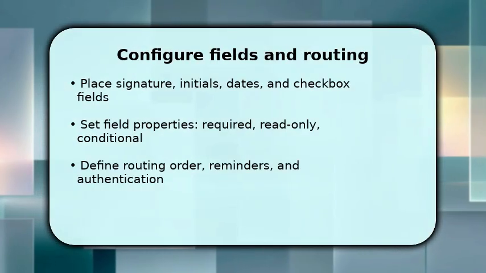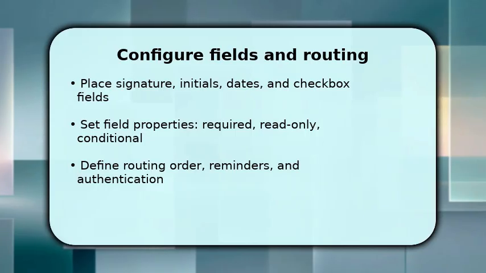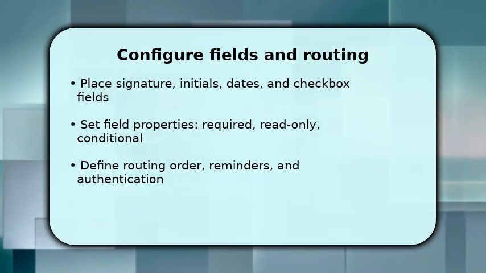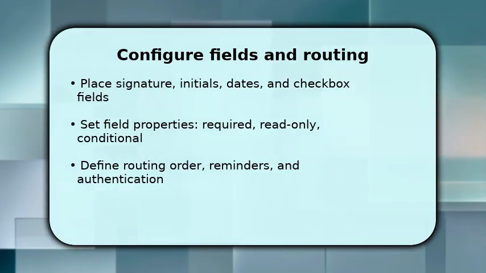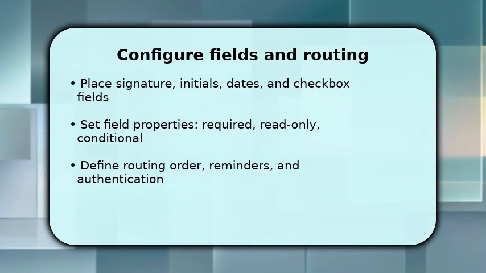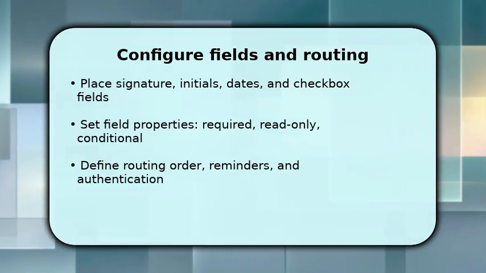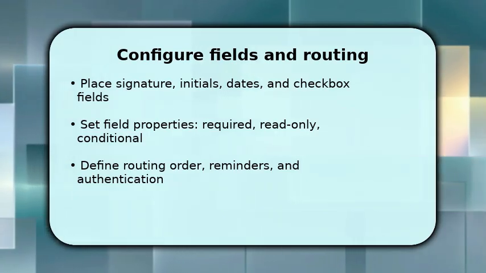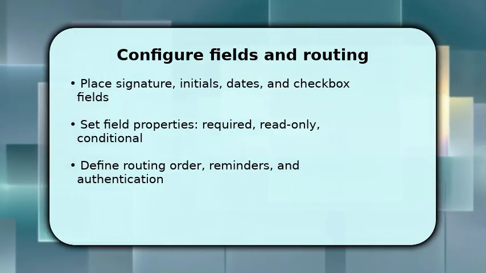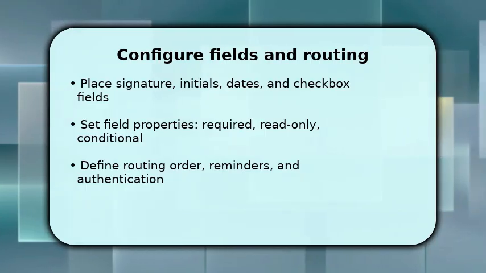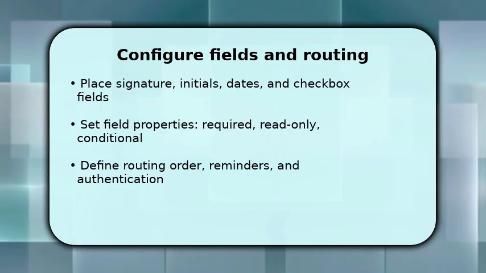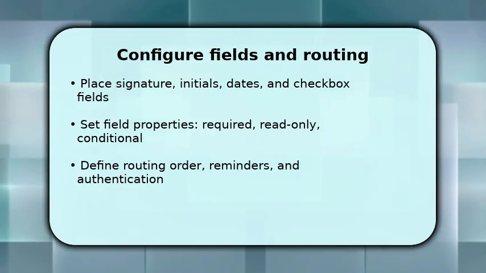You now place signature blocks, initials, dates, and any checkboxes exactly where signers must act, aligning them with the document content so nothing overlaps. Set each field's properties, make some required, others read-only, and apply conditional visibility where needed so the form adapts. Next, define the signer routing order and add reminders or authentication steps like email OTP. This ensures the right people sign in the correct sequence and reduces errors during execution.